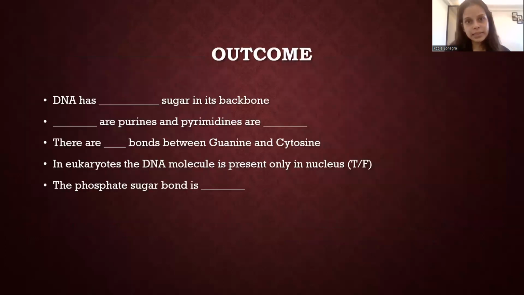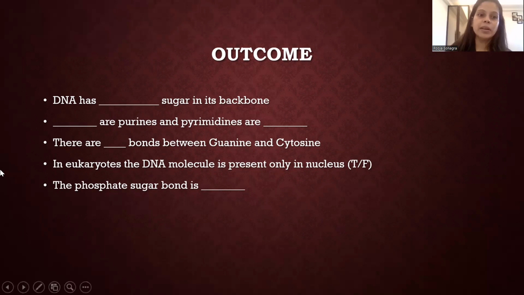Okay, so what exactly have we learned? If you are able to answer this, then I hope you have understood it very well. What exactly is DNA? The DNA has a dash sugar in its backbone, so you should know what kind of sugar is present. Then, second, what are the names of purines and pyrimidines? Then how many hydrogen bonds are there between guanine and cytosine?